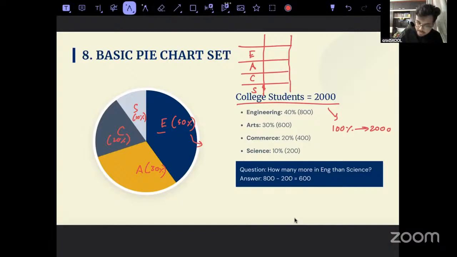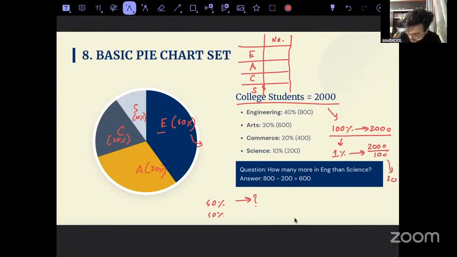So number. How to find out the number, the next step going forward in a pie chart. This is 40% of what? We know that 100% is 2000, so 40% will be how much? So from this we also know that 1% is 2000 divided by 100. This is how much? This is 20. Now 40% is how much? 40% is 20 into 40. This is 800. 800, correct? Now what is 30%?